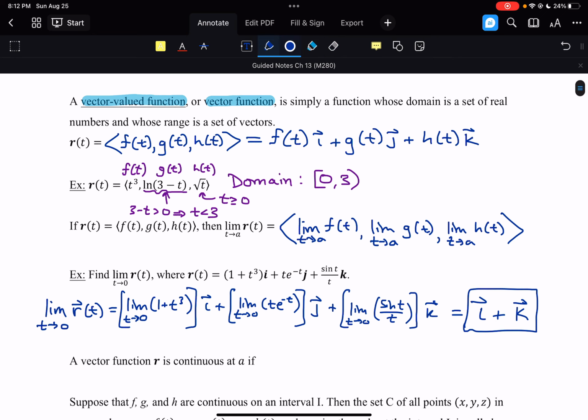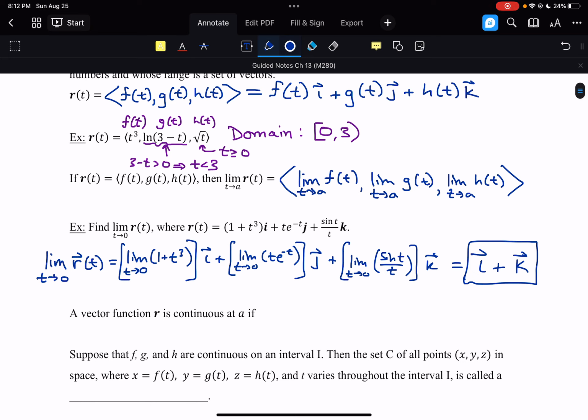Now, if we're using limits, we can also talk continuity. A vector function r is continuous at a value a if the limit as t approaches a of r of t equals r of a. So very similar to the definition in Calc 1, right? If the limit exists, the function exists, and they're equal, that is the condition for continuity. It's the same thing here with vector functions, so they're defined very similarly.